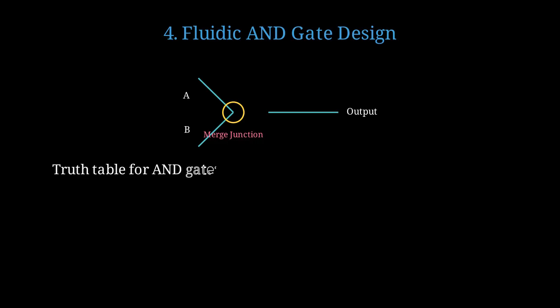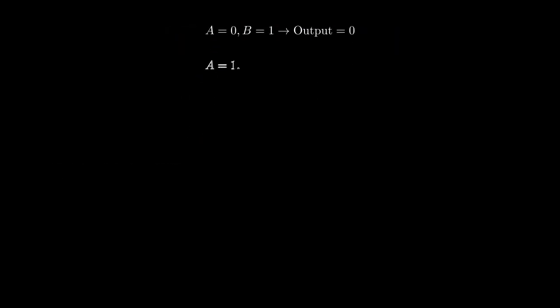Let's verify this works by checking the AND gate truth table. When A equals 0 and B equals 0, meaning no droplets in either channel, output equals 0. When A equals 0 and B equals 1, only one droplet enters the junction, which is not sufficient, so output equals 0. Similarly, when A equals 1 and B equals 0, we only have one droplet, so output equals 0. Only when both A equals 1 and B equals 1 do we have two droplets that merge to create an output droplet. Output equals 1.